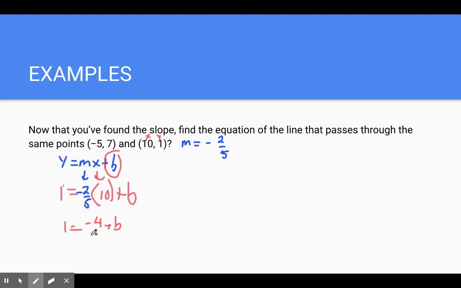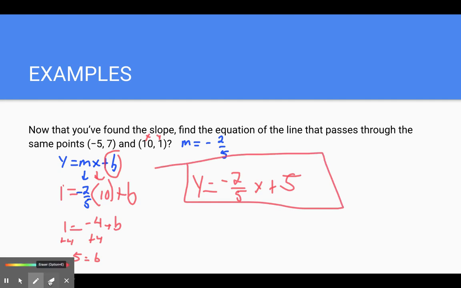And then if we're solving for b, we'll add 4 to both sides, and we find out that b is equal to 5, which means that our y-intercept is 5. So now we know our slope is negative 2/5. Our y-intercept is 5. So now we can rewrite the entire equation. y is equal to negative 2/5 x plus 5 is our whole equation.